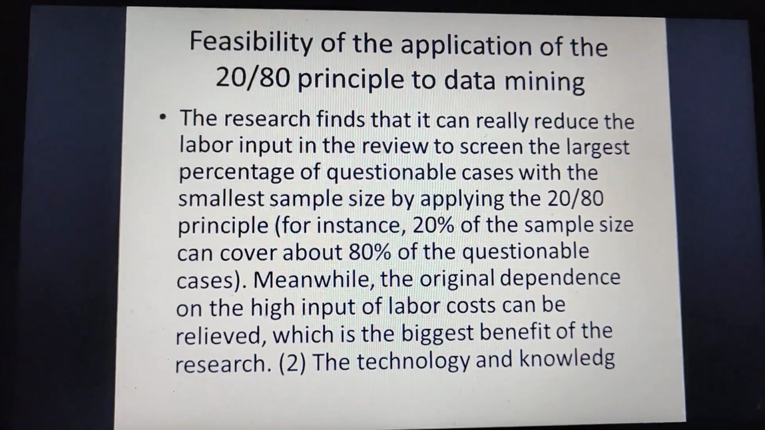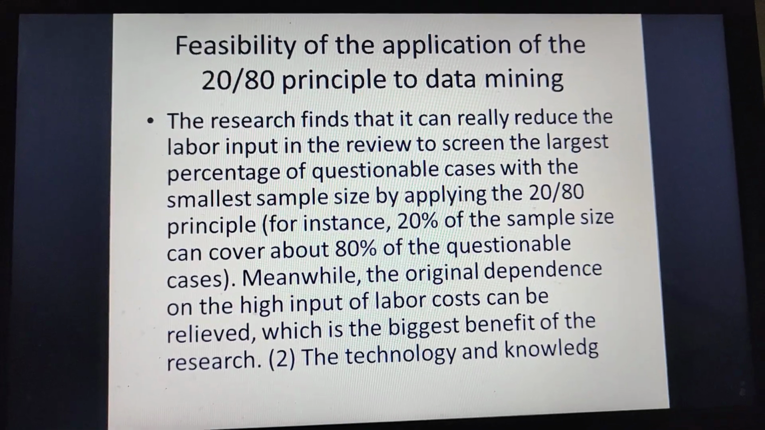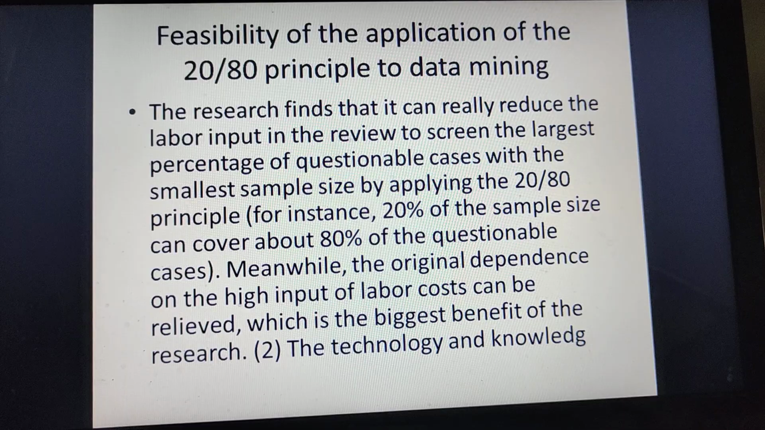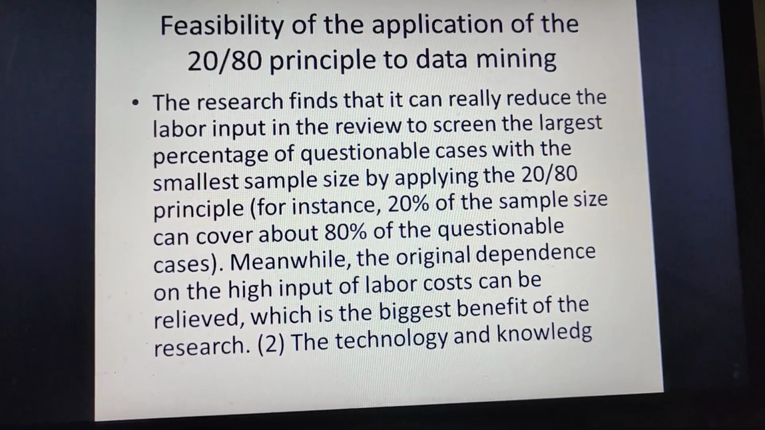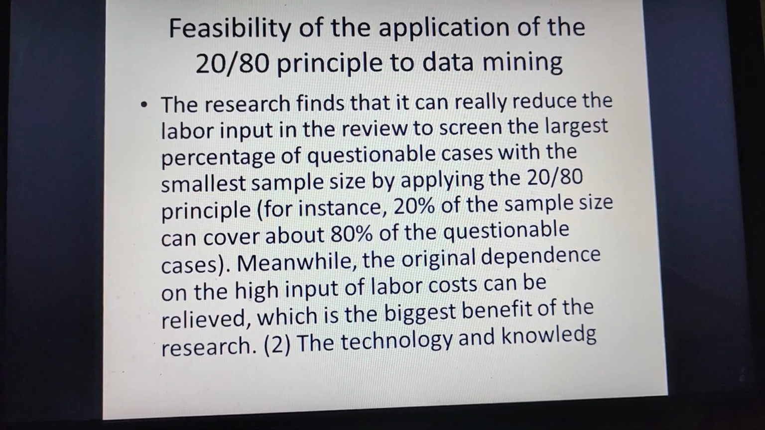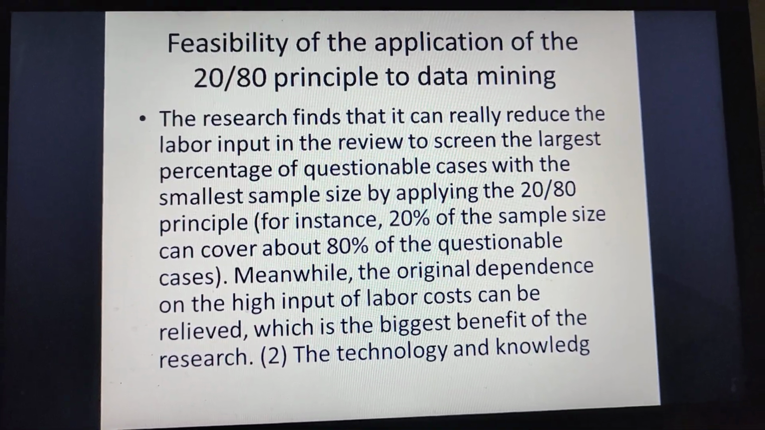Feasibility of the application of the 20/80 principle to the data mining. Research finds that it can really reduce the labor input in the review to screen the largest percentage of the questionable cases, the smallest sample size by applying the 20/80 principle. Meanwhile, the original dependence on the high input of the labor costs can be relieved.